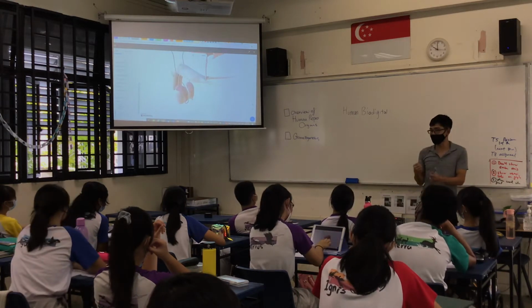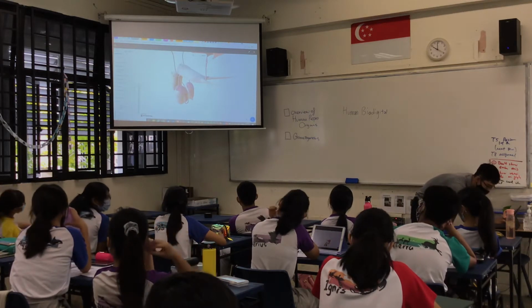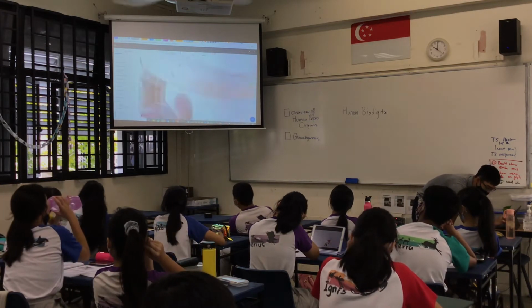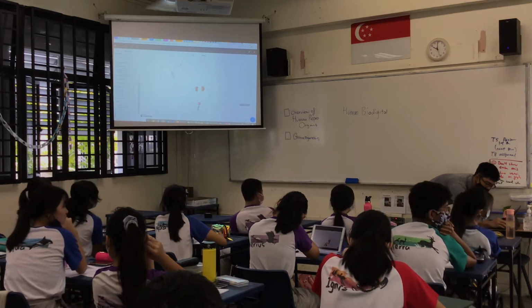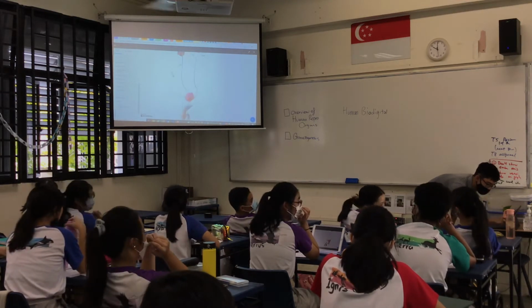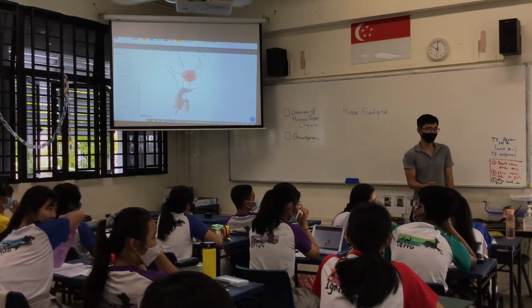Now let's see how it connects to the reproductive system. First and foremost, here we have two round and oval looking things. They're called testicles.